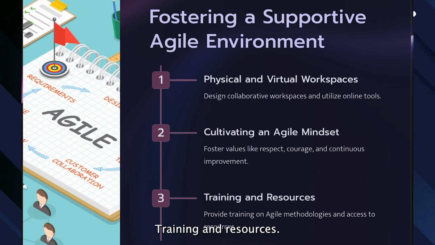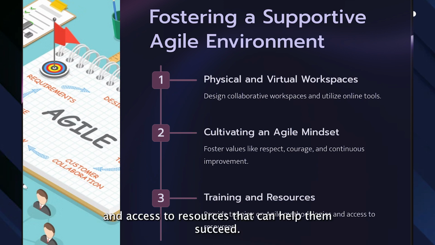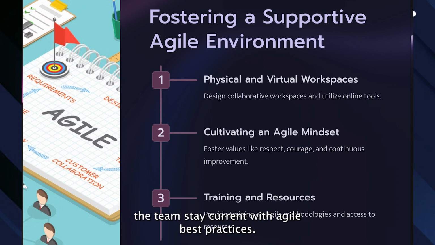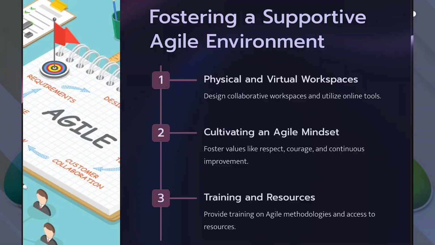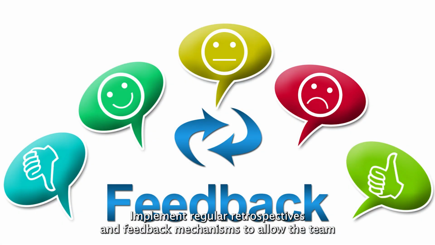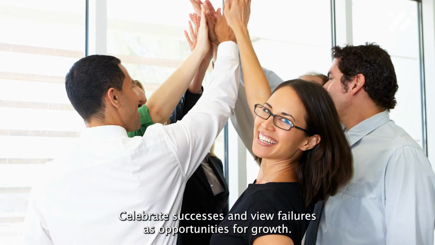Training and resources. Provide team members with training on Agile methodologies and access to resources that can help them succeed. Continuous learning opportunities should be available to help the team stay current with Agile best practices. Feedback and continuous improvement. Implement regular retrospectives and feedback mechanisms to allow the team to reflect on their performance and identify areas for improvement. Celebrate successes and view failures as opportunities for growth.